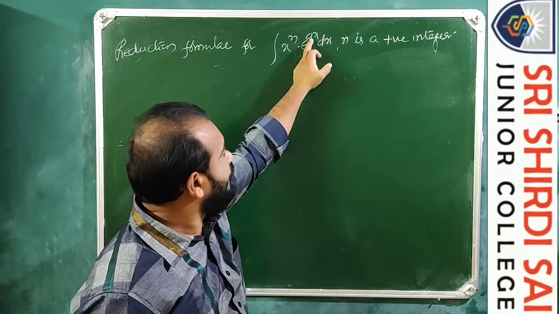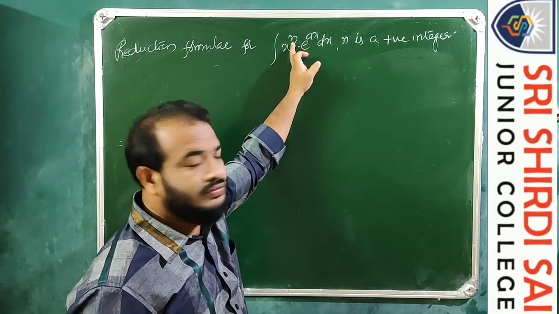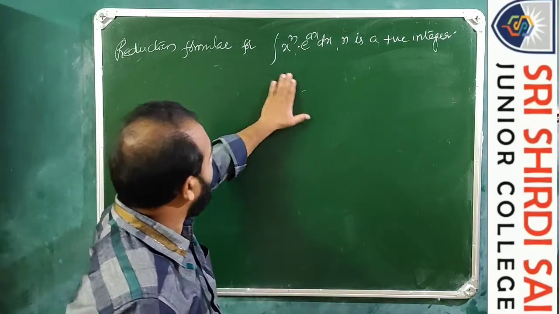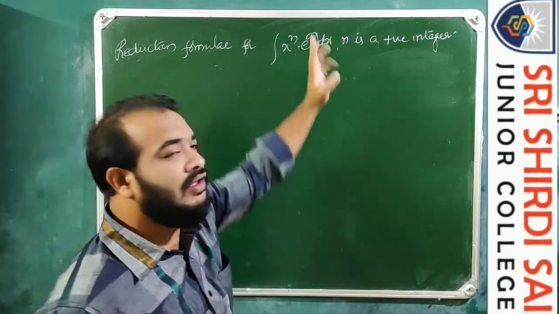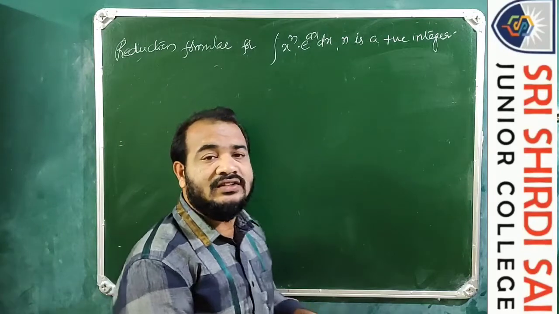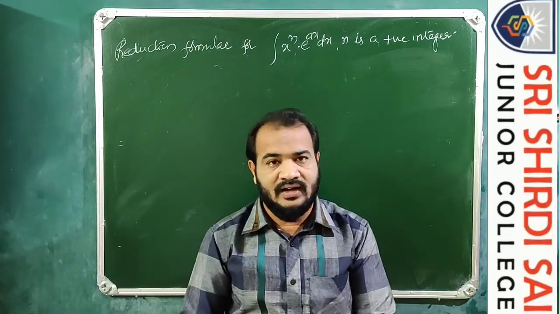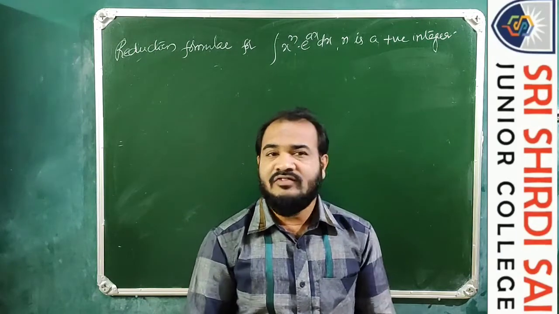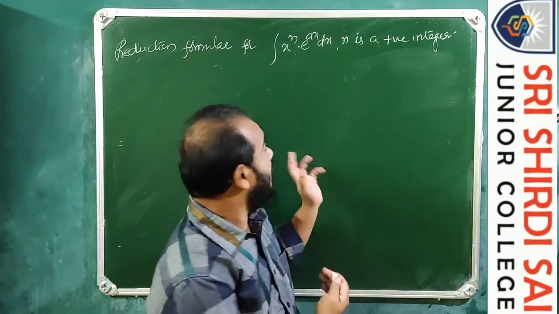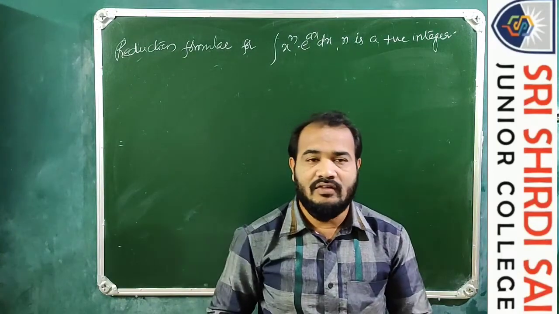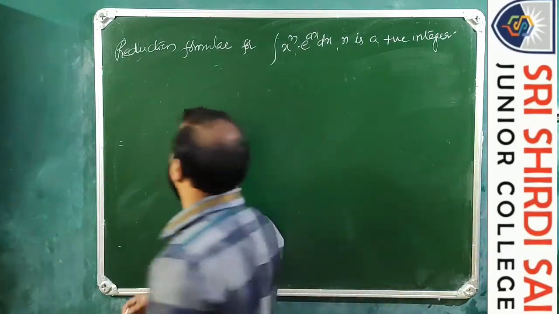So a is equal to 5 and n equals 3 there. So let us find the reduction formula for this, and whatever answer we ultimately get, simply substituting n equals 3 in that and a equals 5, we will obtain the reduction formula for x cube into e power 5x dx, which we have done earlier.